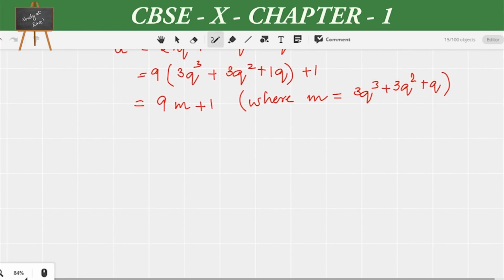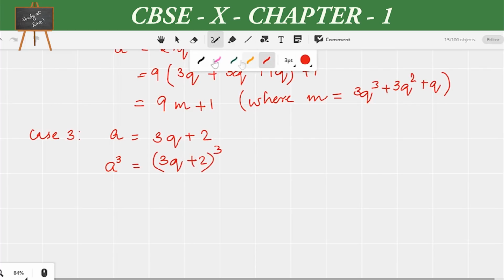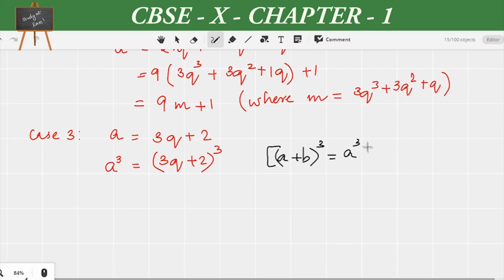Now, last but not the least, let's look at the third case. The third case is when the remainder is 2. So we write it as a is equal to 3q plus 2. Now again, a cube will be 3q plus 2 the whole cube. So we have to consider the identity. What is the identity? a plus b the whole cube is equal to a cube plus 3a square b plus 3ab square plus b cube. So let's apply the identity right now. So what do we get?